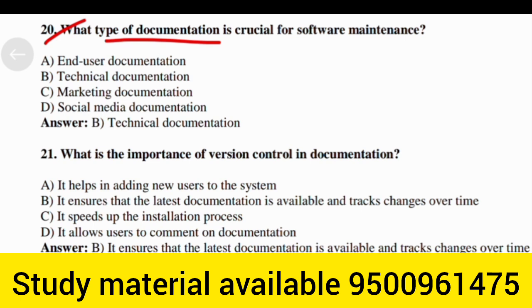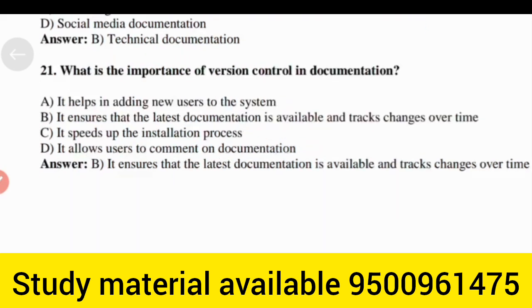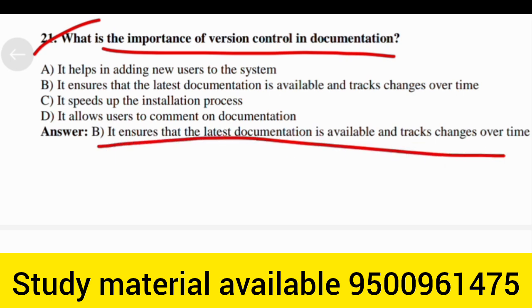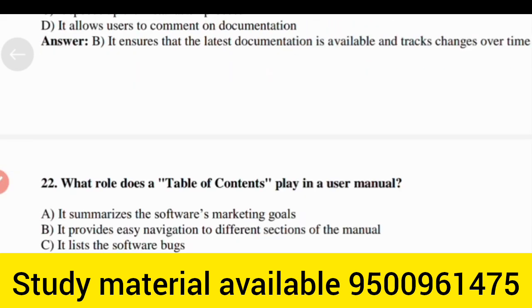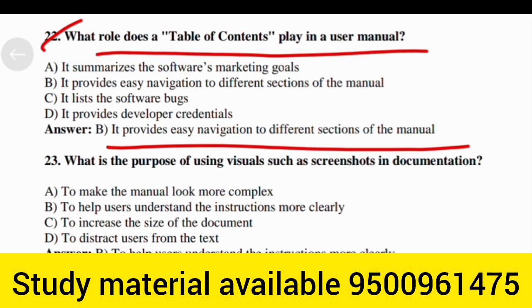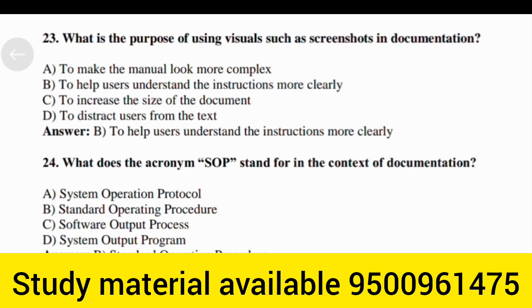What type of documentation is crucial for software maintenance? Technical documentation. What is the importance of version control in documentation? It ensures that the latest documentation is available and tracks changes over time. What role does a table of contents play in a user manual? It provides easy navigation to different sections of the manual.